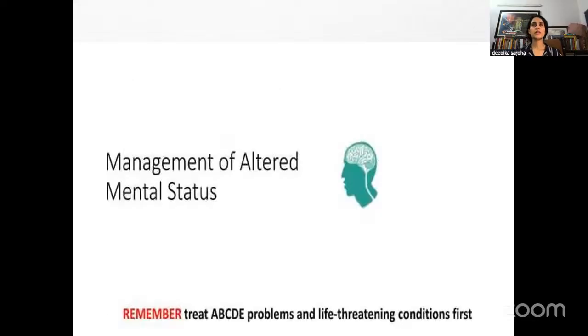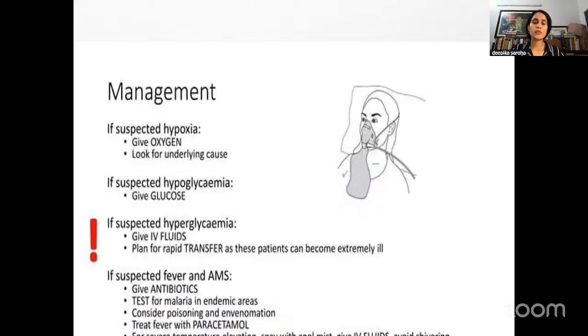So after summarizing all the clinical presentation and the possible etiologies, we'll briefly touch on the management of altered mental status. Always consider that even if you have identified the etiology, first treat the ABCD part and the life-threatening conditions. The management includes, if there is suspected hypoxia, then attach oxygen depending upon whether nasal prongs, oxygen mask helps, or just positive pressure ventilation.